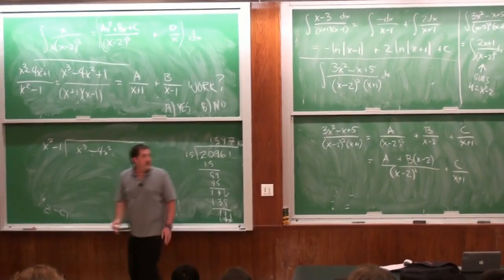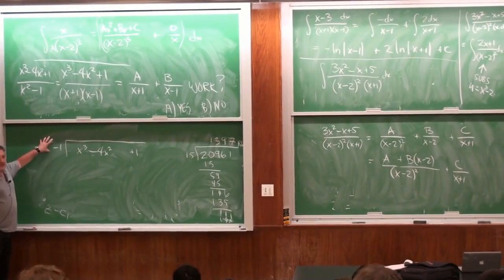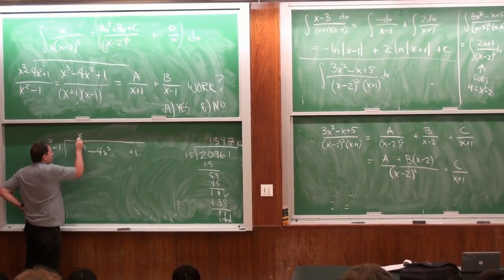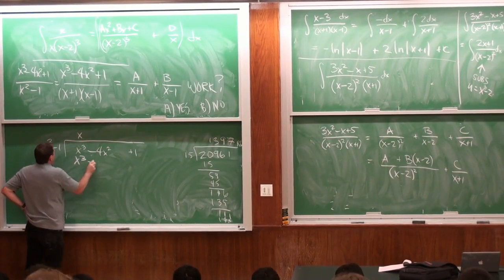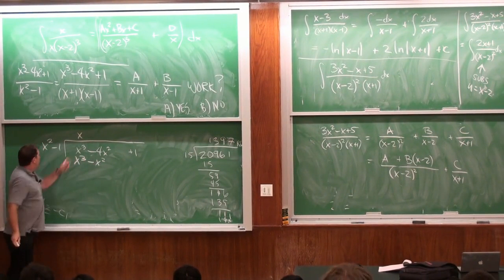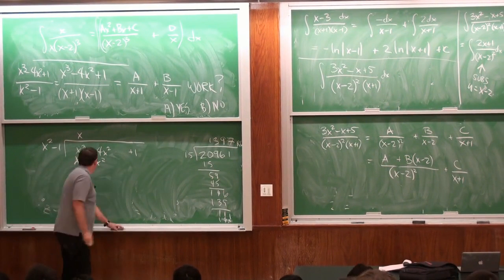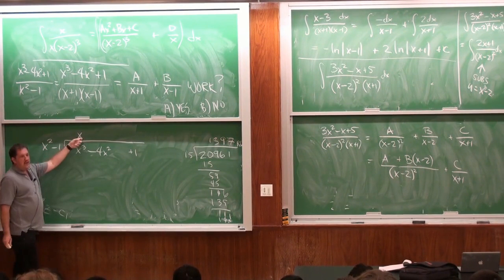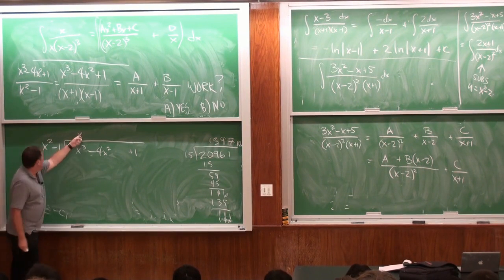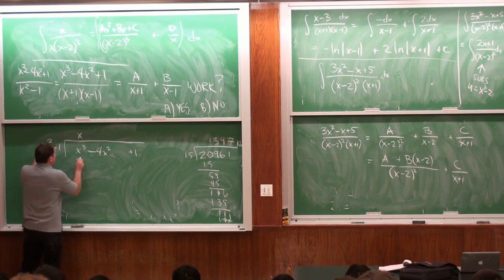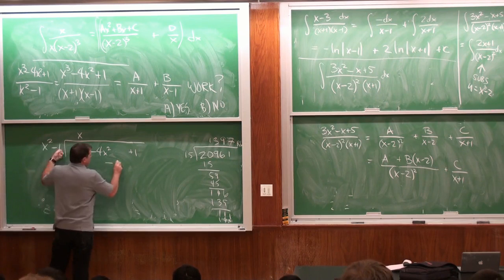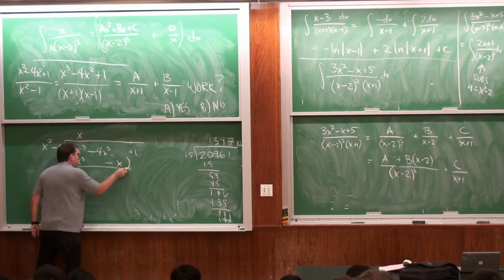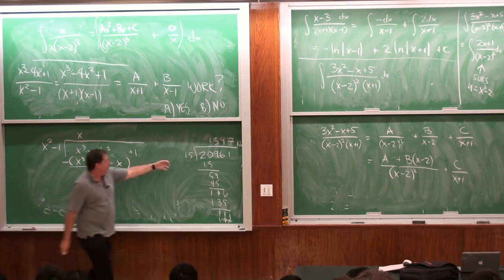Okay, here the trick is exactly the same. I look at the x squared. I say, how many times does it go into x cubed? It goes in exactly x times. So x squared goes into x cubed exactly x times, and then x times x squared minus 1 is x cubed minus x. And I subtract. Which is exactly what I did here.